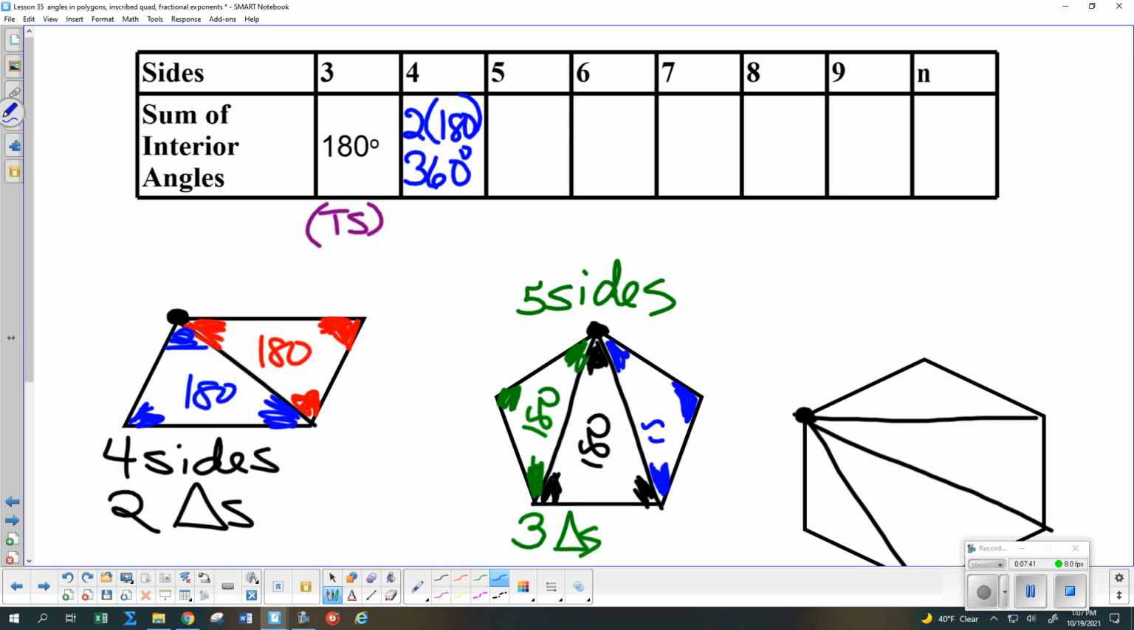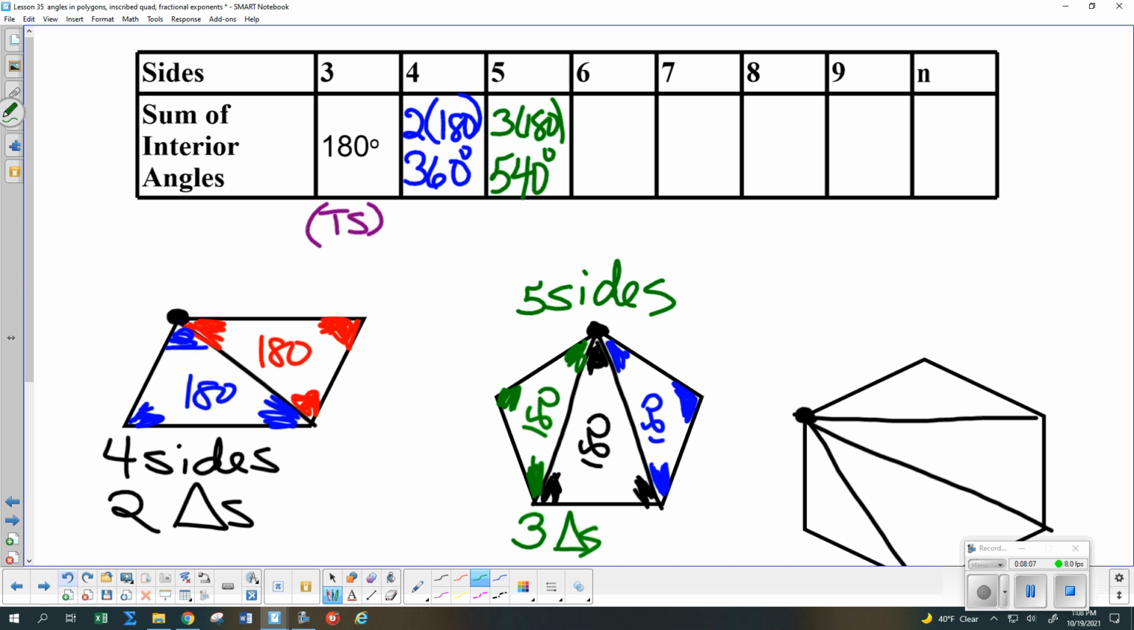that's another 180 degrees. Have I shaded all 5 angles of the original pentagon? Anything shaded too much? Any extra? So it's exactly 3 times the 180, or 540 degrees.